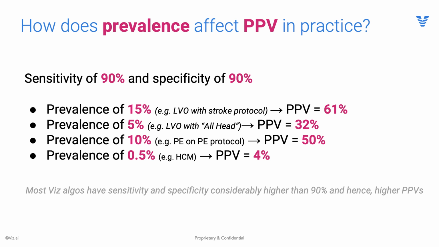So prevalence of 10% on PE could be a PPV of 50%. We're fortunate our sensitivity and specificity are a little bit higher than that. And then on an HCM type product, if we had a super rare disease where it was 0.5% prevalent in the population of, say, EKGs, we could see a PPV of 4%. A PPV of 4% would be 96 false positives for every 4 true positives.